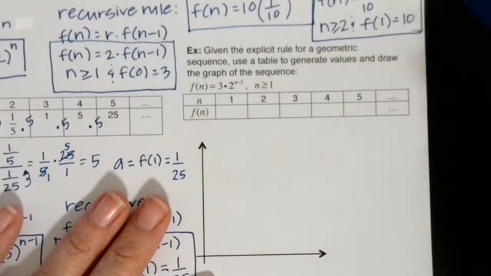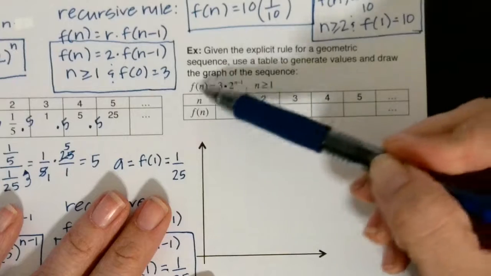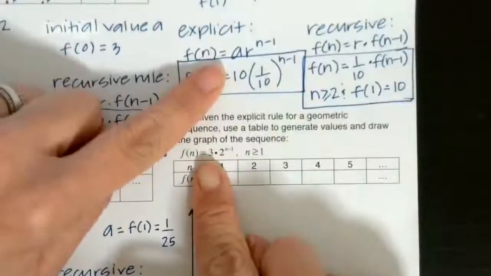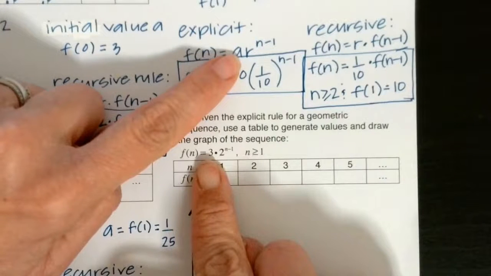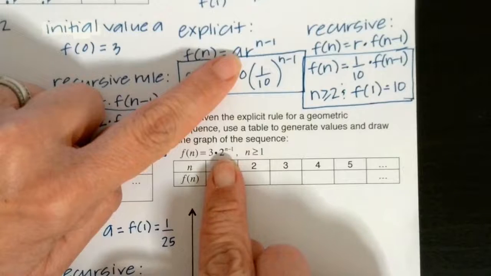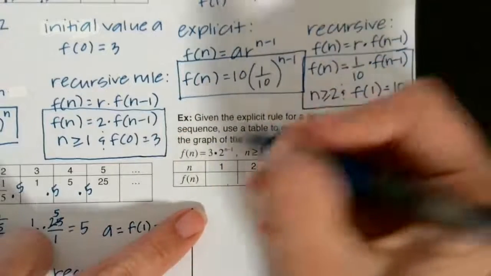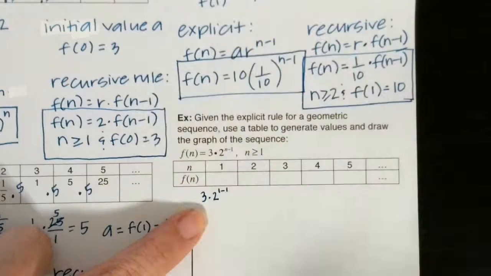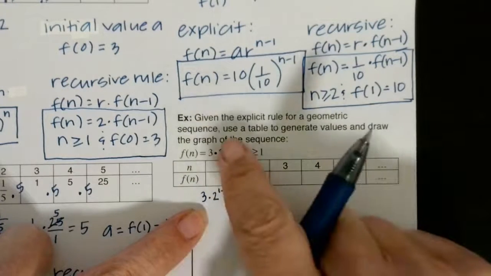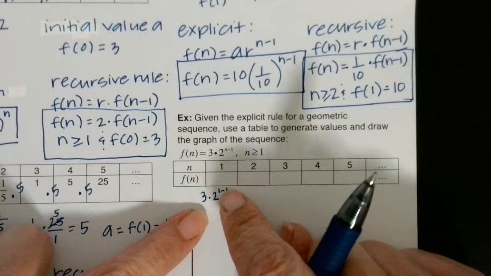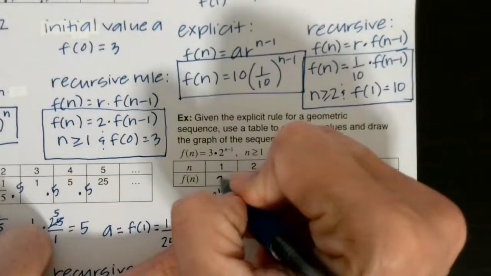So look, they've already given us this rule right here, so we know based upon the rule that that 3 is our initial value and that 2 is our common ratio. So you can either do something like this, 3 times 2 to the 1 minus 1, where we're plugging 1 in. 1 minus 1 is 0. 2 to the 0 power is 1, because anything to the 0 power is 1, and then 3.